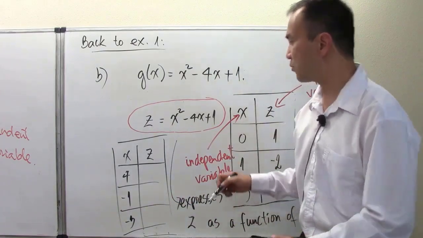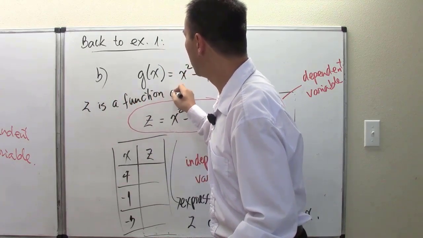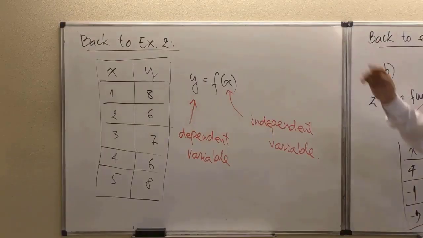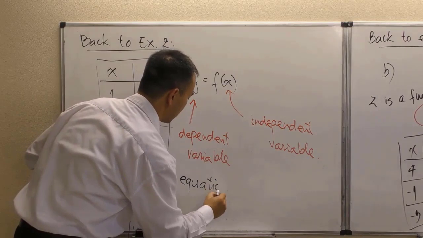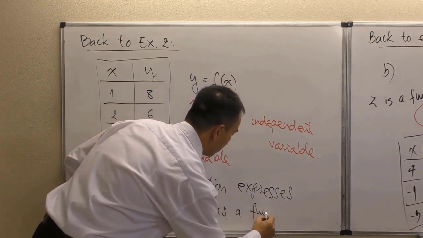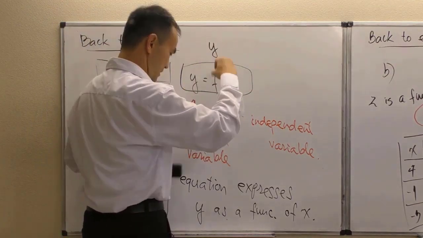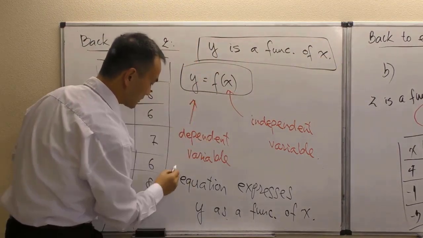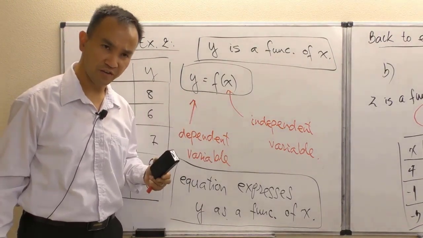Or another way of saying it, even shorter: right from this equation you can see that z is a function of x. That's another way of saying it. And so back in example 2, where I had it on the other board, this equation expresses y as a function of x. Or, right from this equation, you can say that y is a function of x. These are equivalent wording. That means the same thing. It all comes from how we understand the equation notation of a function.